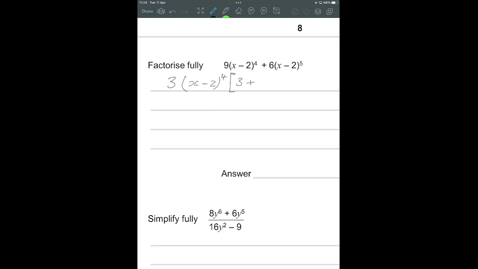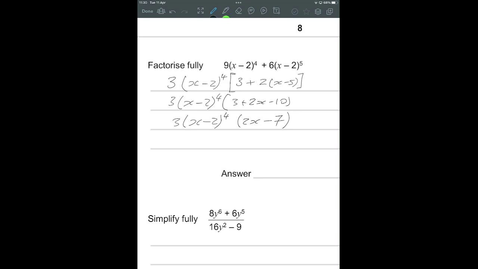The second term, well, the numbers, I need an extra 2, but I need an extra bracket because I have factorised (x minus 2) to the power of 4, but I want (x minus 2) to the power of 5, so I need another copy of that bracket. Well, let's simplify my square bracket and see where that gets us. Well, I've got 3 plus 2x minus 10, so that's 3 lots of (x minus 2) to the 4, (2x minus 7). Double check that nothing more can be factorised.